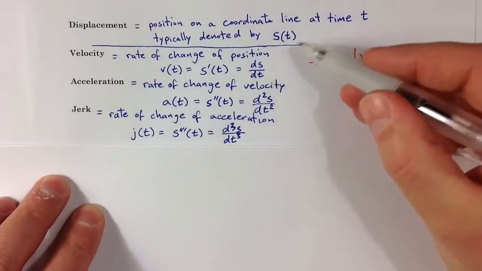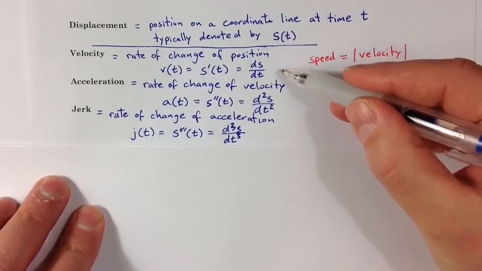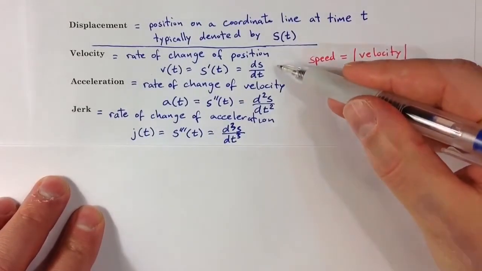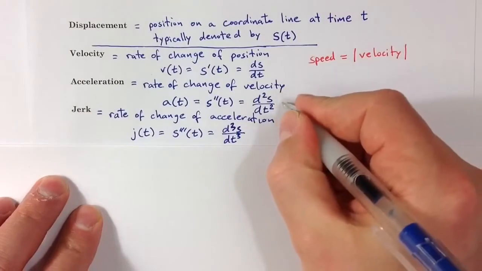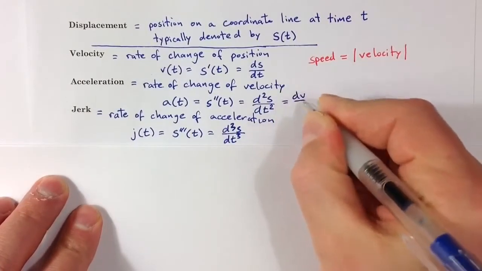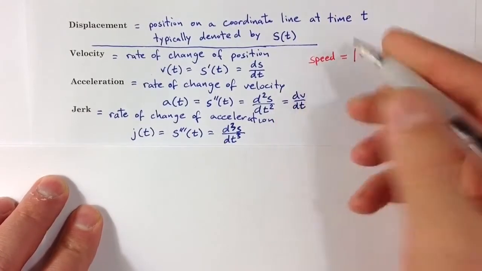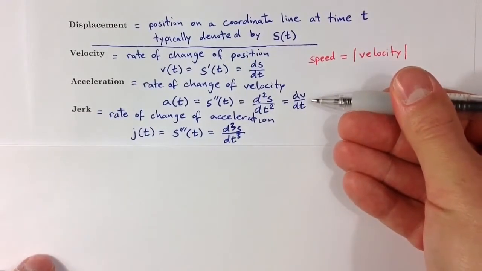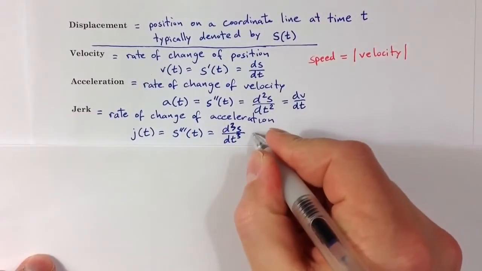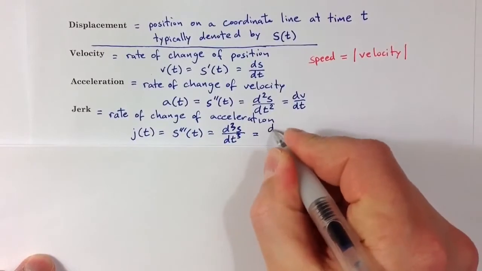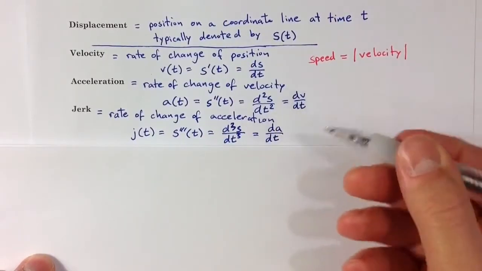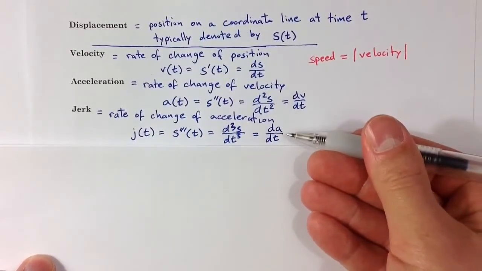So we start with a position function. We can describe the change in position using velocity. We can describe the change in velocity as acceleration, and that's the second derivative of the change in position. And we can describe the change in acceleration as the third derivative of the change in position.